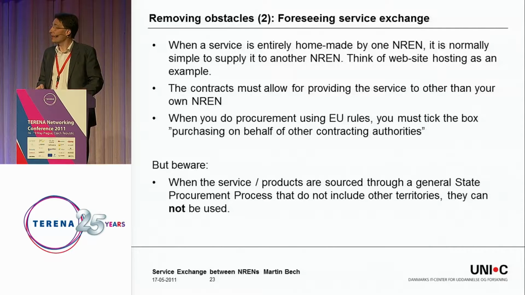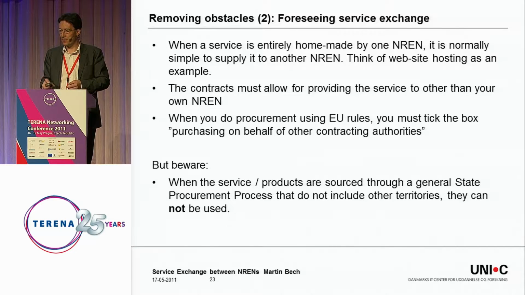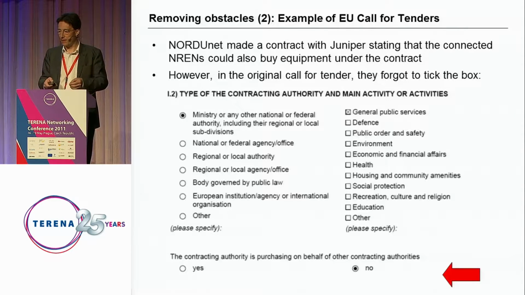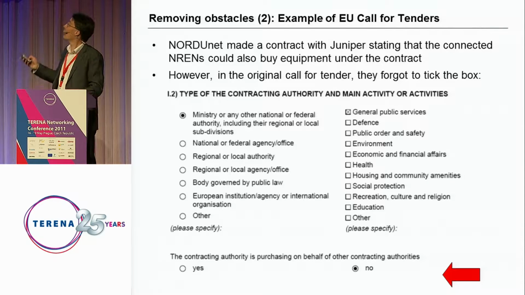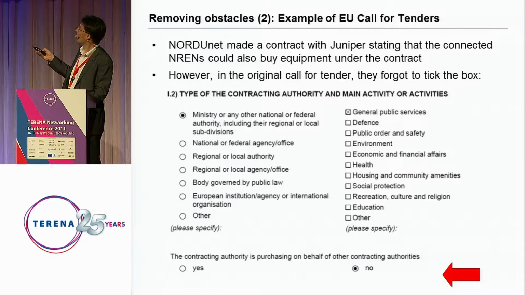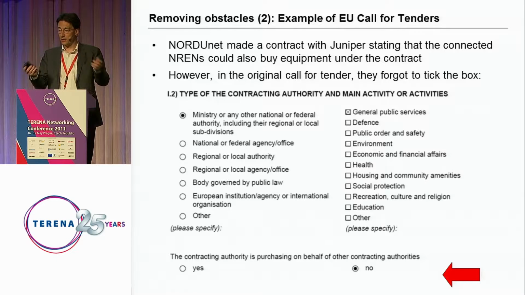Then if you look at the call for tender itself, you also need to prepare it to foresee that you will actually contract on behalf of other contracting authorities. Here is an example where Nordjylland made a nice contract with Juniper, and this contract says that anyone in the Nordic region can buy under this contract, and Juniper agrees to that, and that's fine.